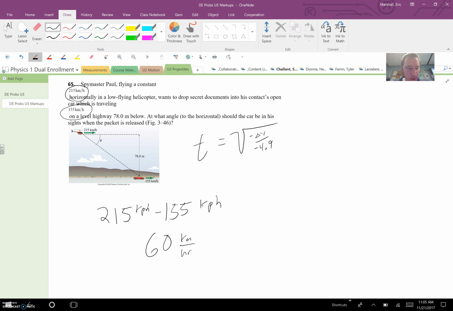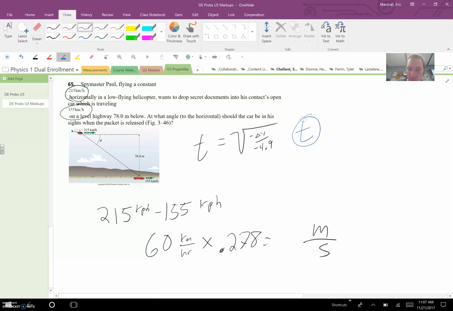So if they're going at 60 kilometers per hour, that would turn into meters per second. Always an important step. So I guess I'll change to blue and I'll say we know the time that it's in the air. We know the speed that it's traveling.